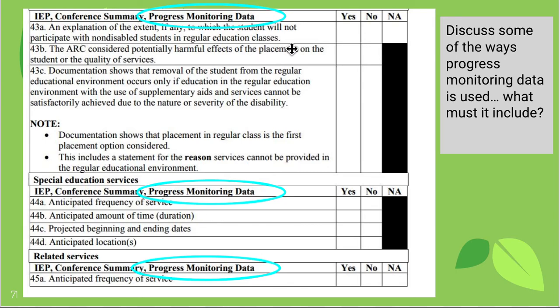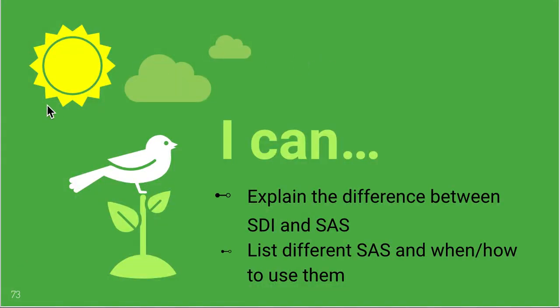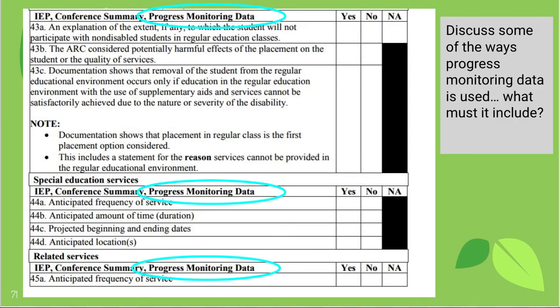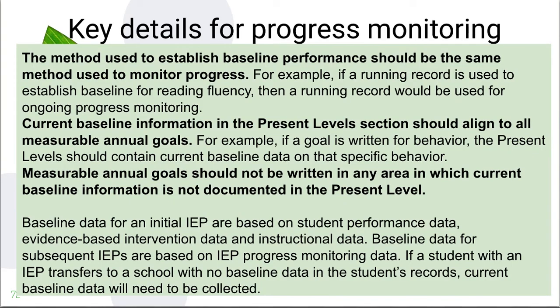So I'd look at this progress monitoring data and say, is there an explanation of the extent, if any, to which the student won't participate in the general education curriculum? So yes or no. Did the admissions and release committee or the IEP committee consider potentially harmful effects of the placement on the student or others? So I'm going to go down those things. And frequency of services, are all of these things present? That's what that would look like.